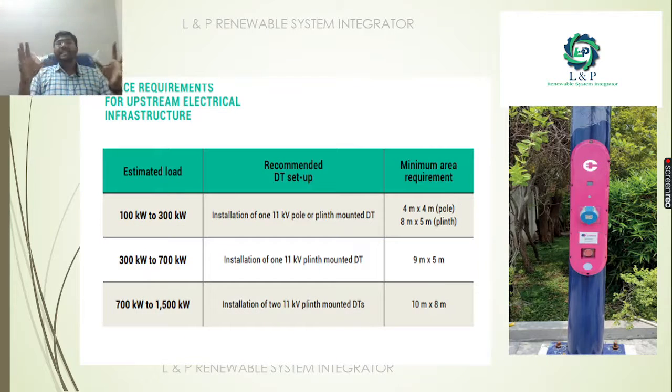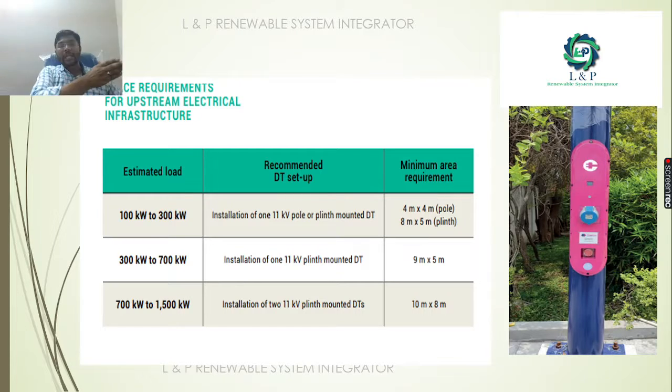For the space requirement for upstream electrical infrastructure, say for example our estimated load is 100 kilowatt to 300 kilowatt, then what might be the area requirement? The minimum area requirement can be 4 meters length by 4 meters width. If you are going for a plinth type, then we need 8 meters by 5 meters. For the installation, one 11 kilowatt pole or a plinth mounted distribution transformer can be used.